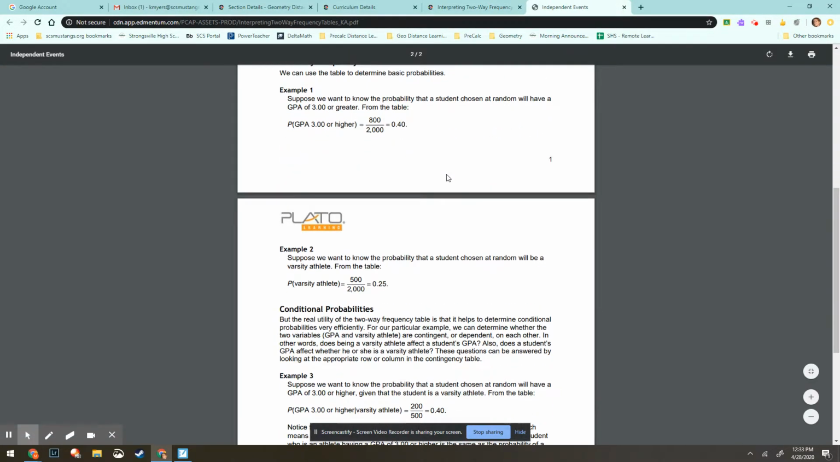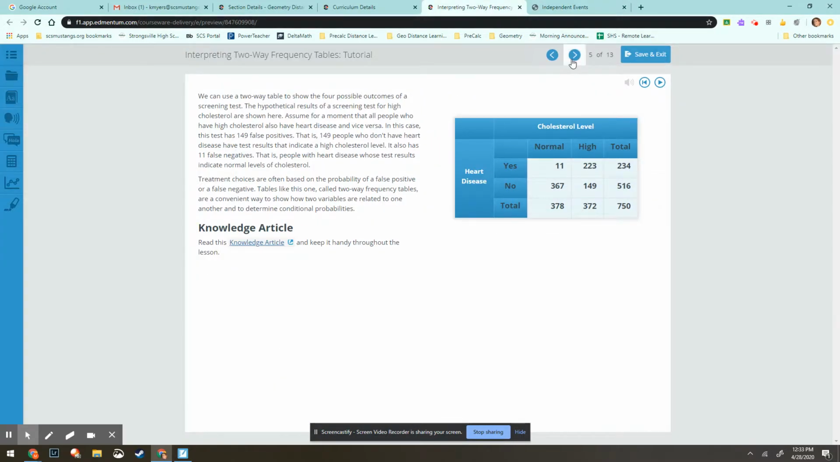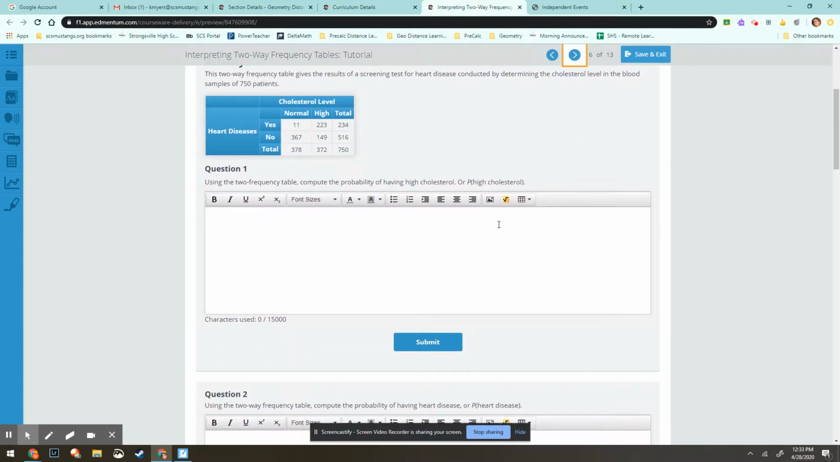Here is a knowledge article, just like in all the other ones that you can read. But we're going to talk about all of this as we go through the activity on the next page. So looking at that same frequency table, the first thing we're going to do is figure out the probability of having high cholesterol.